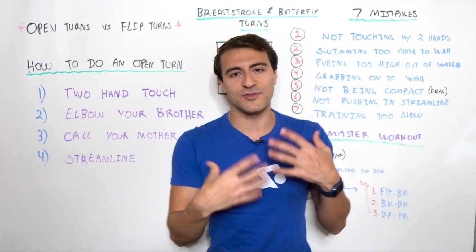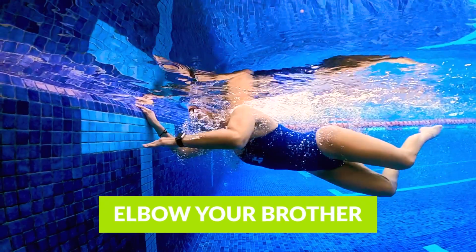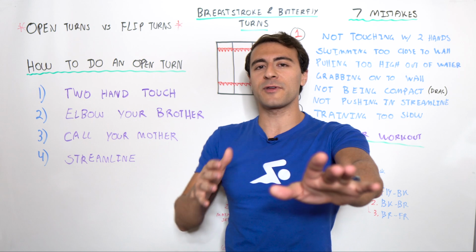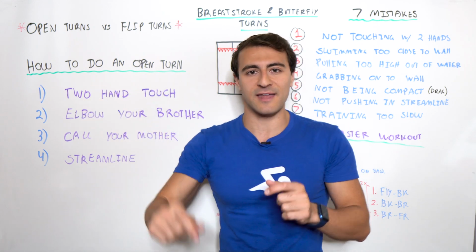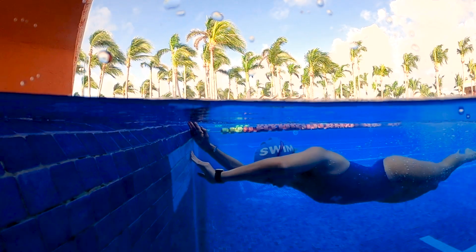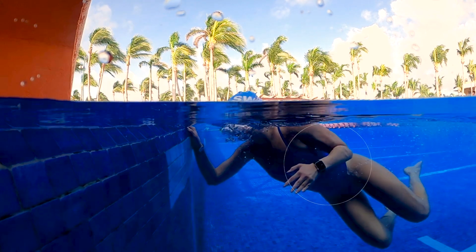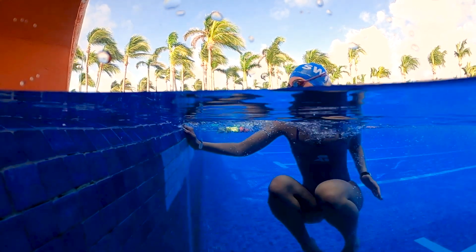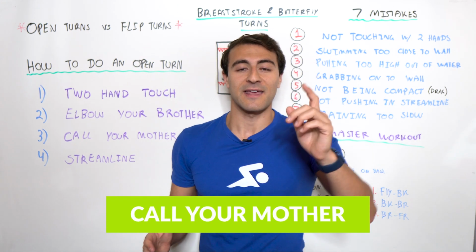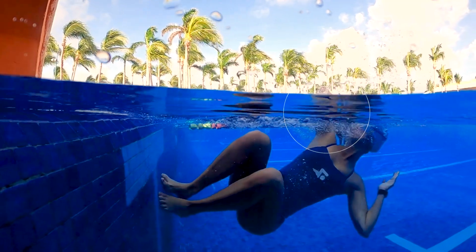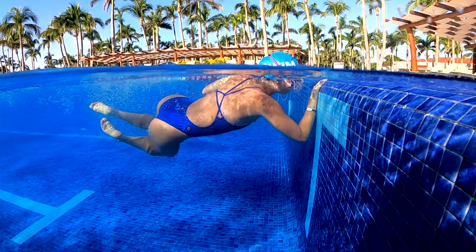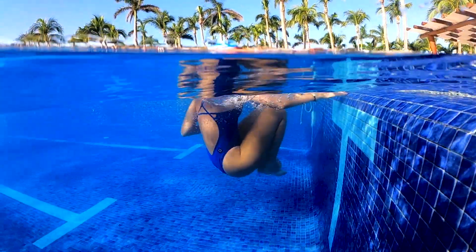Now the second step of doing the open turn is what I call elbow your brother. This is where your arms are still extended at the wall, your fingertips touch the wall, and one of your arms is gonna be a dominant side. If you're right-handed or left-handed, you're gonna feel more comfortable turning to one of your sides. And that's the arm that you wanna drop below the water as if you're giving someone the elbow. So you're gonna give your brother the elbow, and then you're gonna call your mother with the opposite hand. Now don't forget to call the mother, that's very important. You always gotta make sure you do that before you push off the wall and streamline, because you'll never get to streamline if you don't elbow first and then call second.